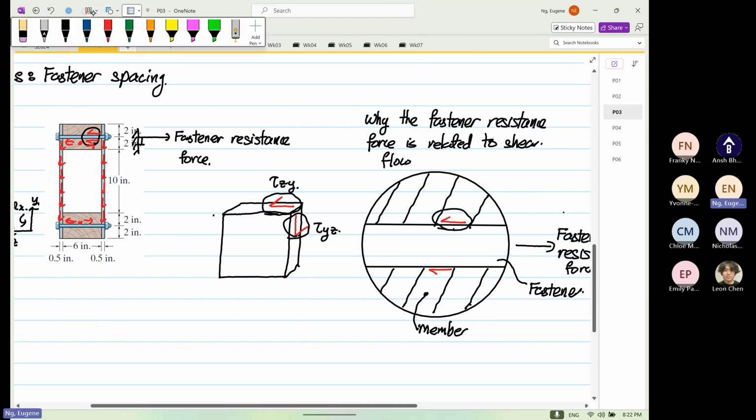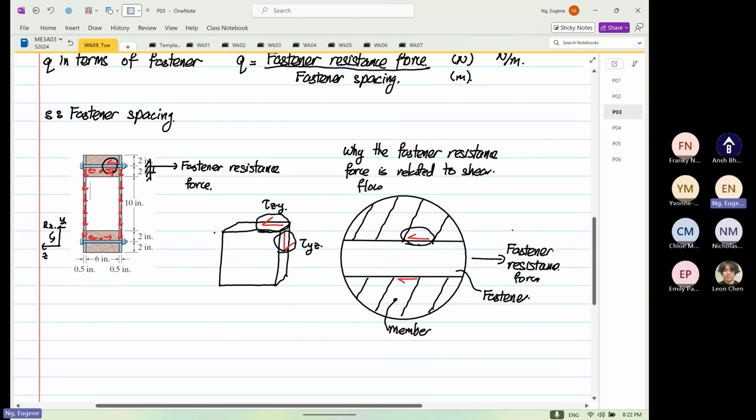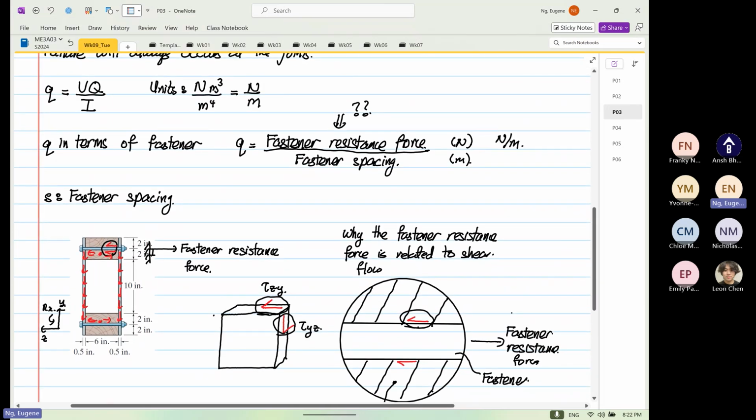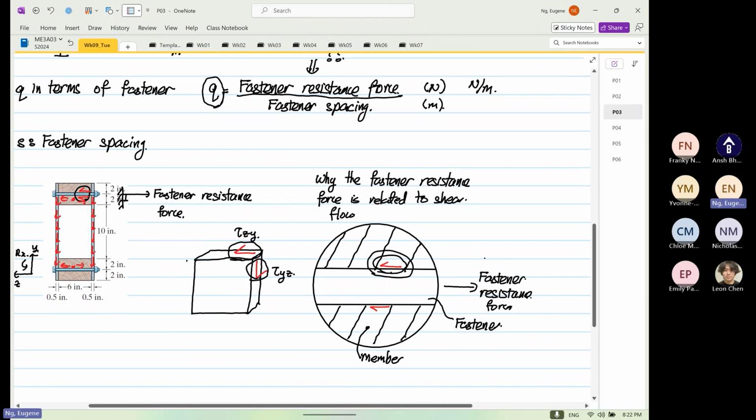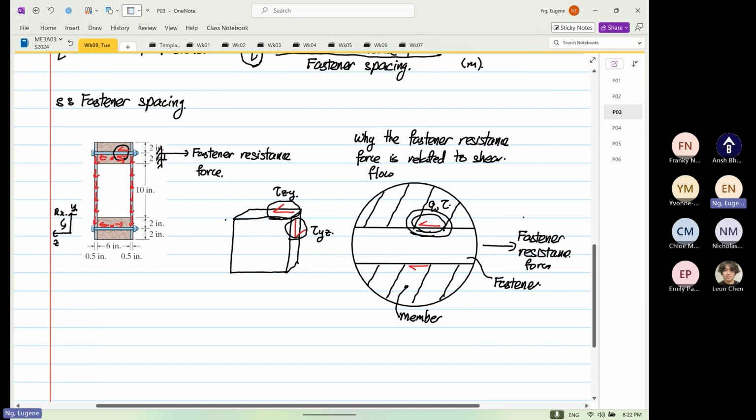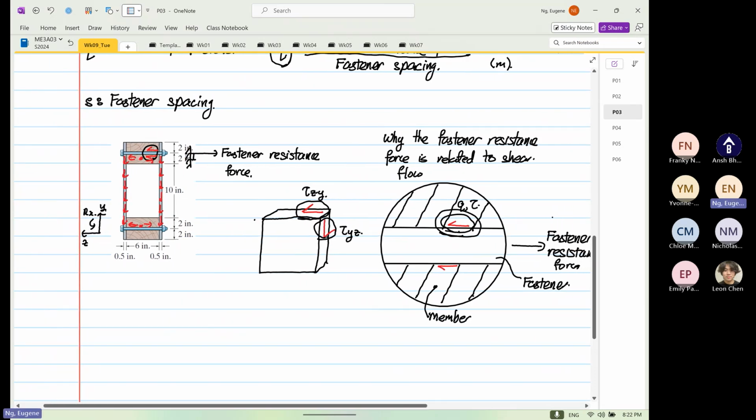So in this context, what I'm trying to highlight to you is that is why the shear flow Q is related to what? This shear flow over here, this can be your Q or it can be your tau. Okay, so that's how it's related. Now, the fastener resistance force is determined experimentally.